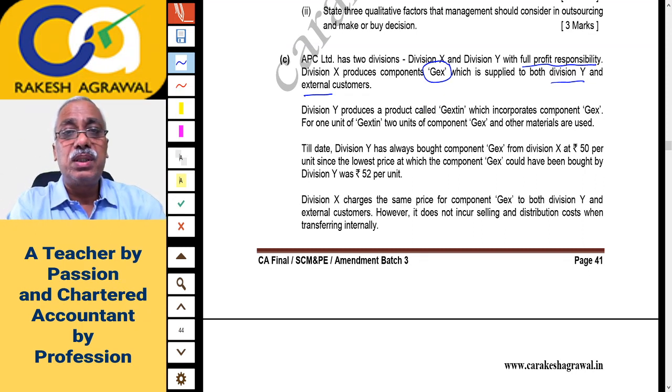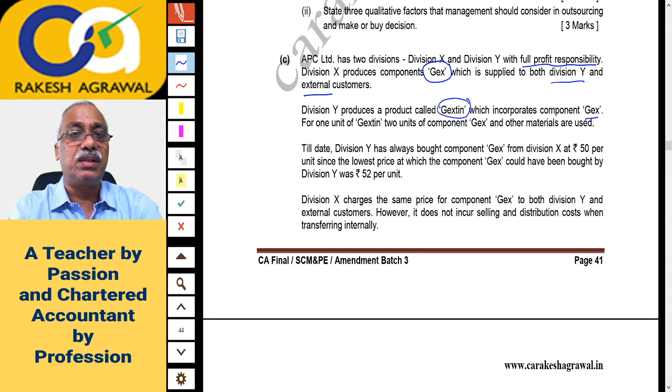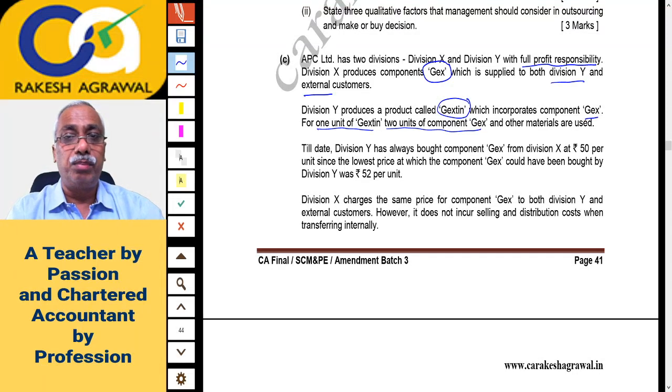Division Y produces a product called Jextine. This is the output of division Y, which incorporates component JEX. Means Jextine uses a component JEX, which is taken from division X. For 1 unit of Jextine, 2 units of component JEX and other material are used. Please remember, to produce each unit of Jextine, you need 2 units of the component JEX plus some other material.